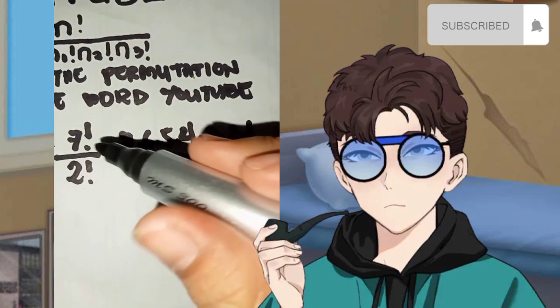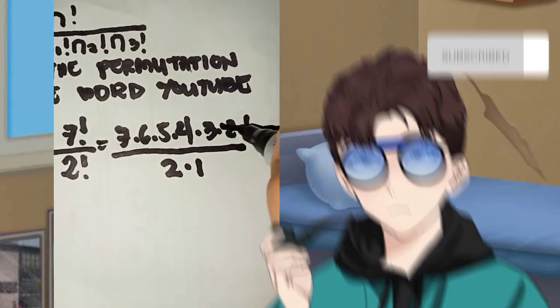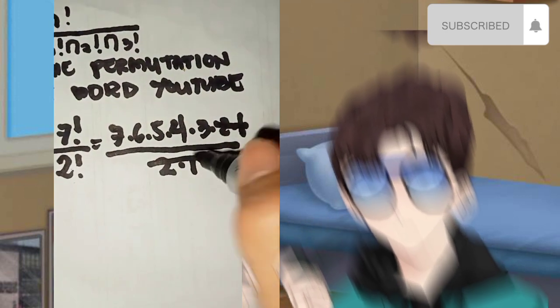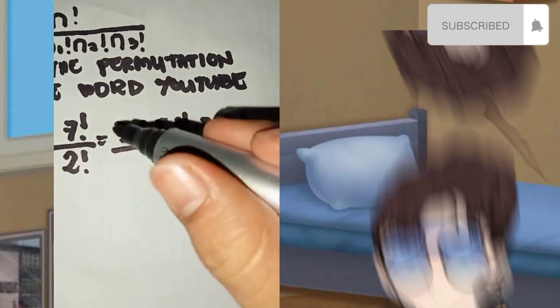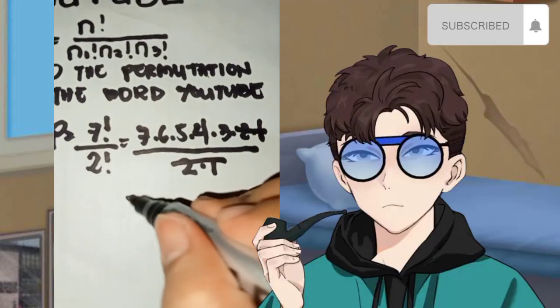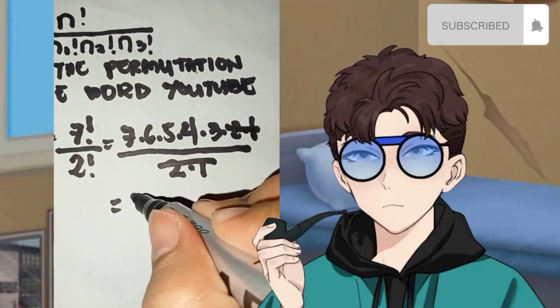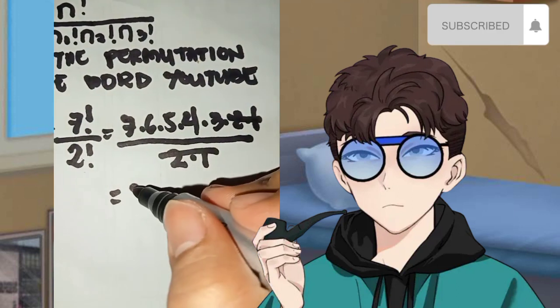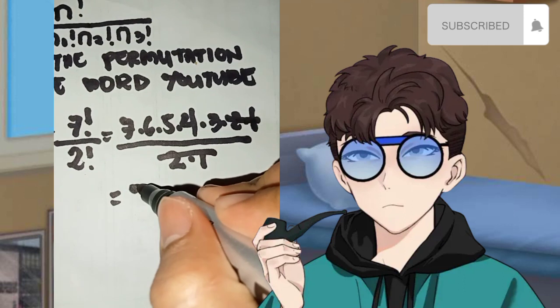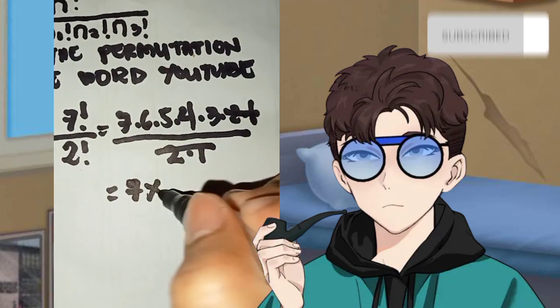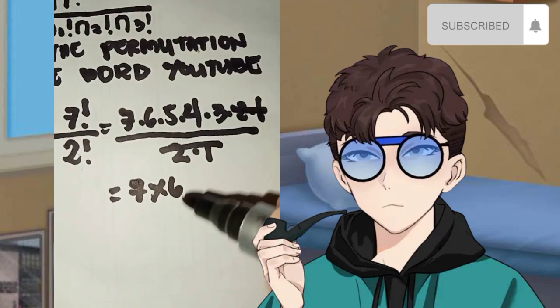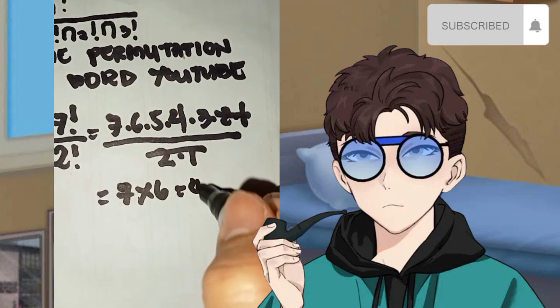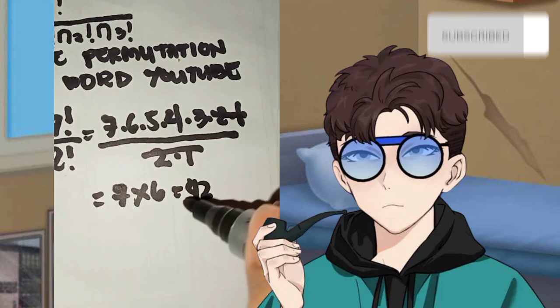2 times 1. So we cross out the 2 times 1 and 2 times 1 because they are the same. The remaining numbers are 7, 6, 5, 4. You need to multiply those to get the value of the permutation. So 7 times 6 will give us 42.